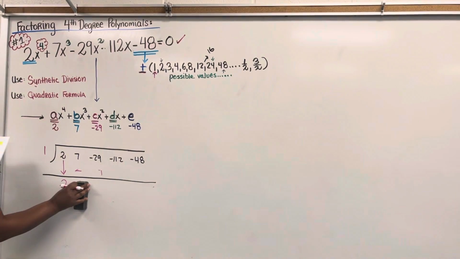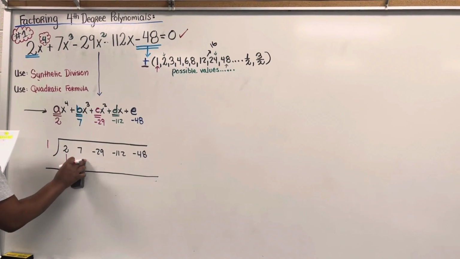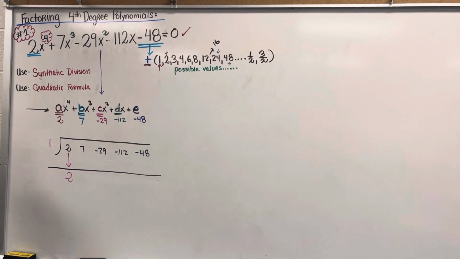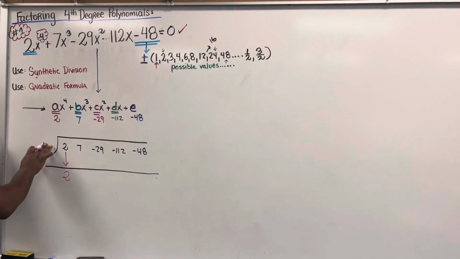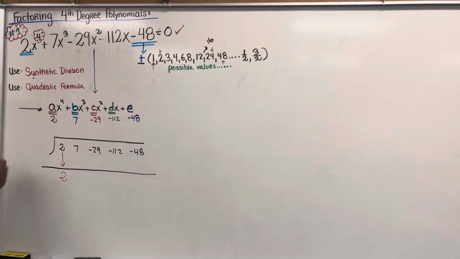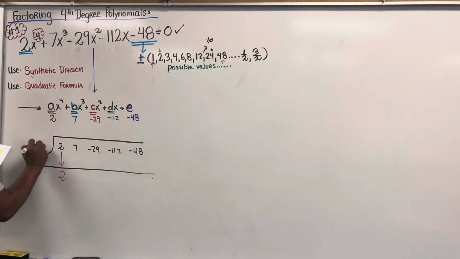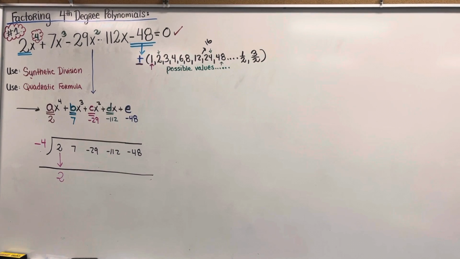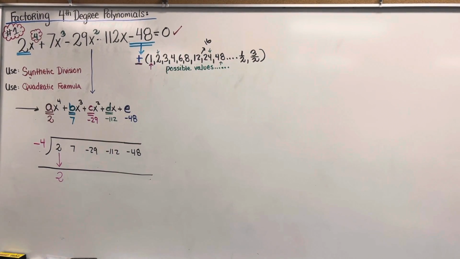So, of course, you continue to do it until you figure out which ones actually work, and I'm just going to go to the ones that actually work because I already have my notes. So let's try negative 4. Say I tried 1, it didn't work. I tried negative 1, it didn't work. I tried 2, I tried 3, so I finally got to 4. So I'm going to do negative 4. Let's try that.